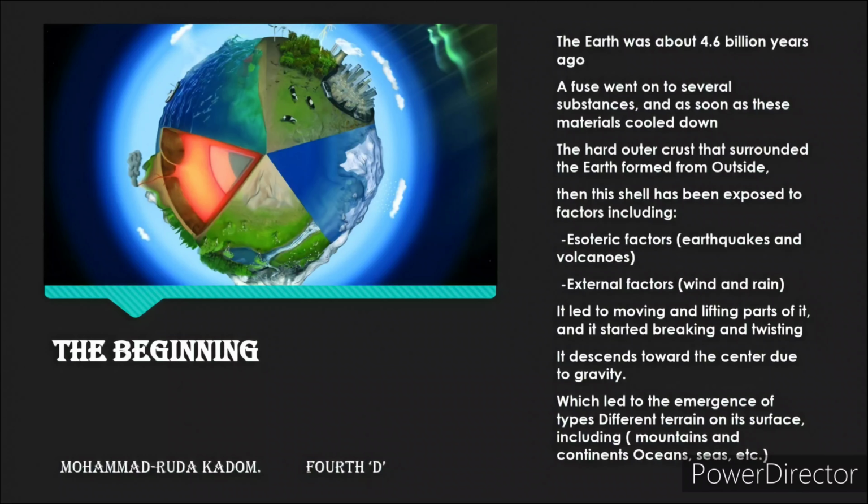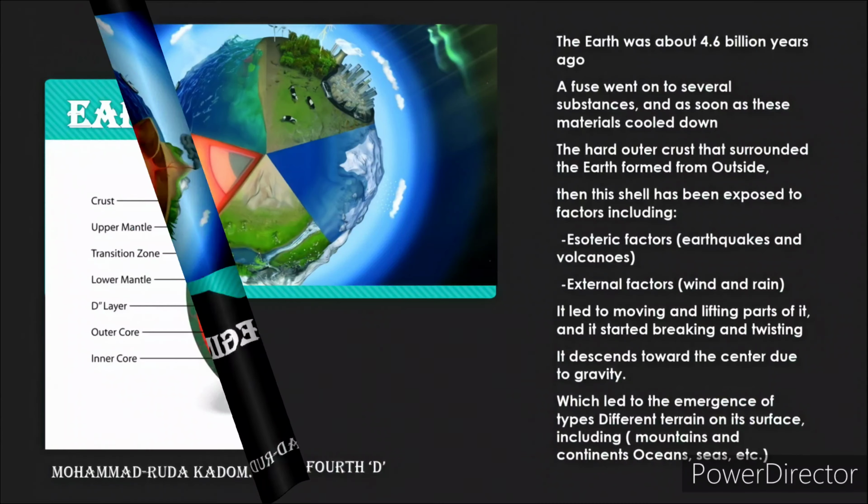The Earth was about 4.6 billion years ago fused from several substances, and as soon as this material cooled down, the hard outer crust that surrounded the Earth formed from outside. Then, the shell was exposed to factors, including internal factors like earthquakes and volcanoes, and also external factors like wind and rain, which led to moving and lifting parts of it, and it started breaking and twisting. It descended toward the center due to gravity, which led to the emergence of different types of terrain on the surface, including mountains, continents, oceans, seas, and others.